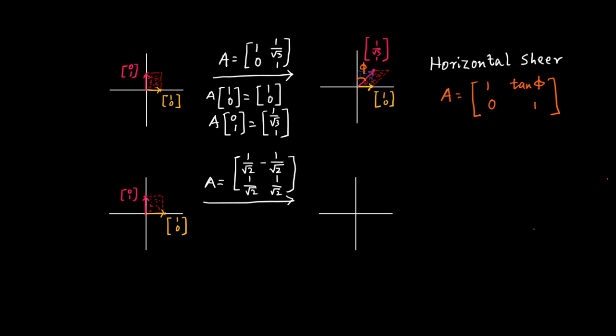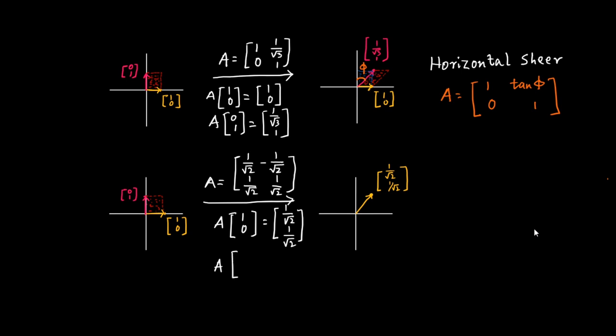Clearly, you can understand that A, when operated with 1, 0, will become the first column. Because when you operate any matrix on the unit vectors, you get the columns accordingly. So when I apply it on 1, 0, I will get the vector 1 by root 2, 1 by root 2. That will be a vector, the yellow vector, which will look something like this.